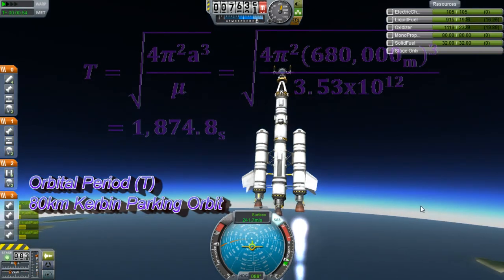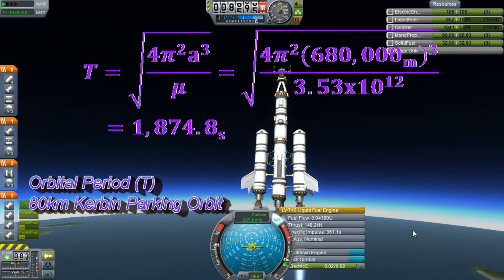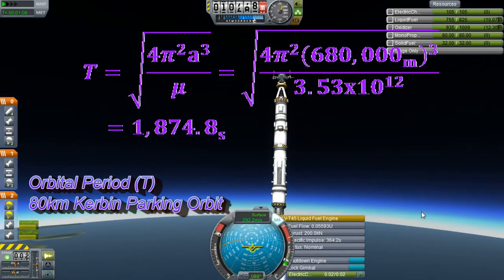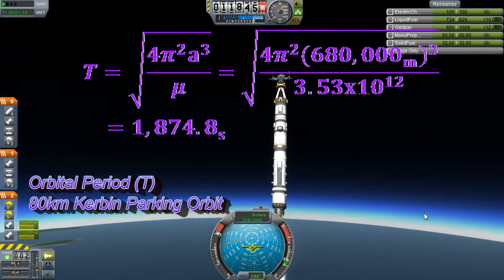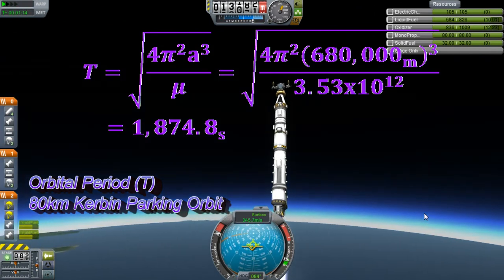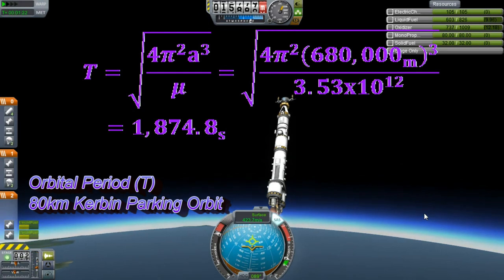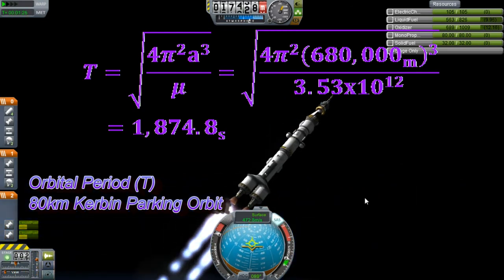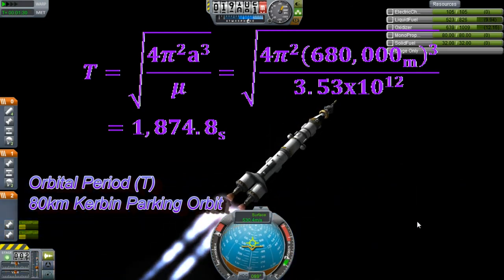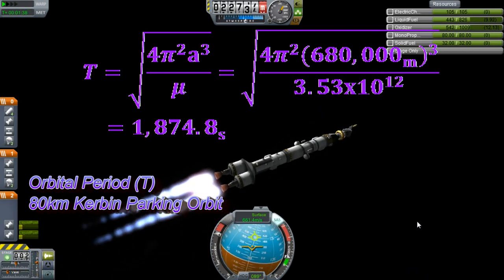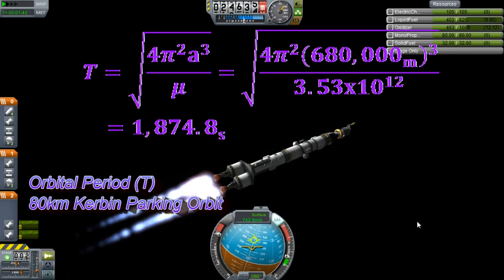Here's our equation. Time equals 4 pi squared times semi-major axis cubed divided by the gravitational parameter of the planet, and take the square root of all of that. When we sub in the numbers, we need to use 680,000 meters because we need the radius of the planet. We have our gravitational parameter for Kerbin, and we get an answer of 1,874.8 seconds.